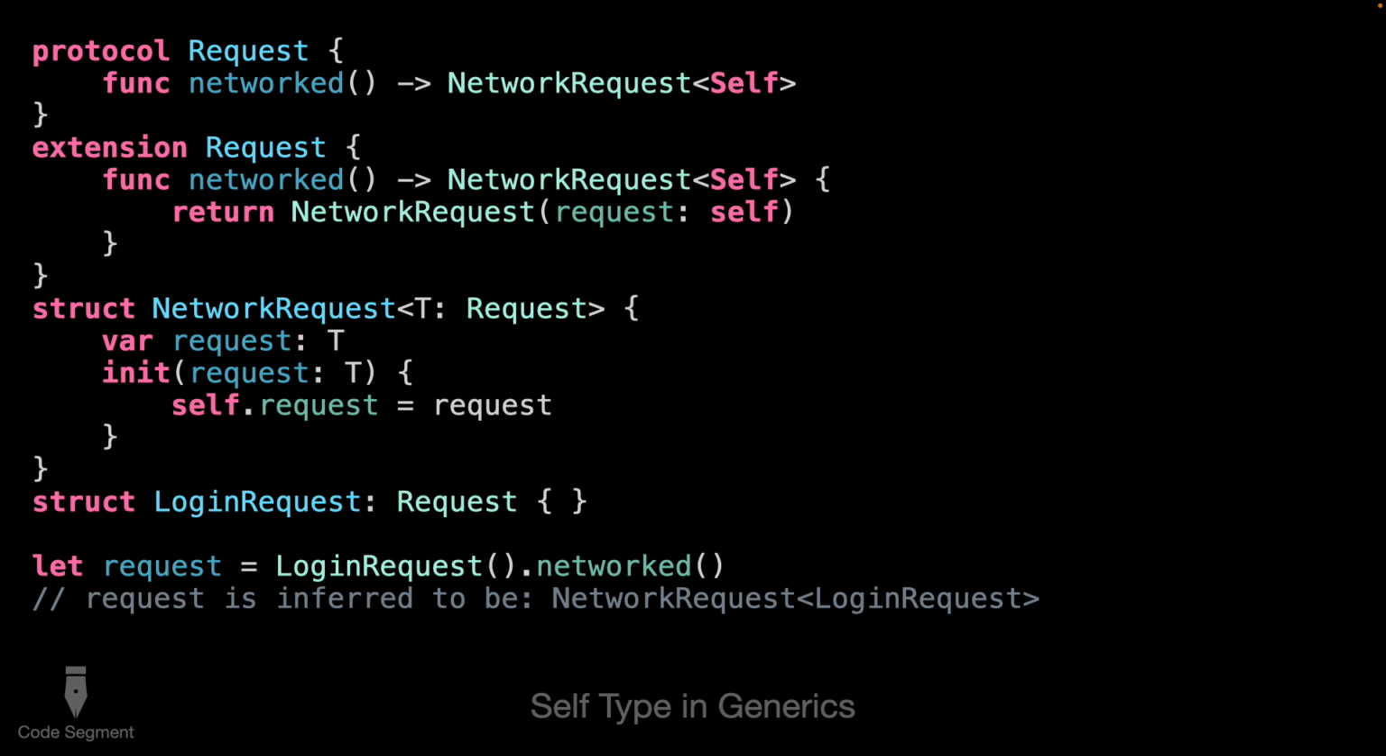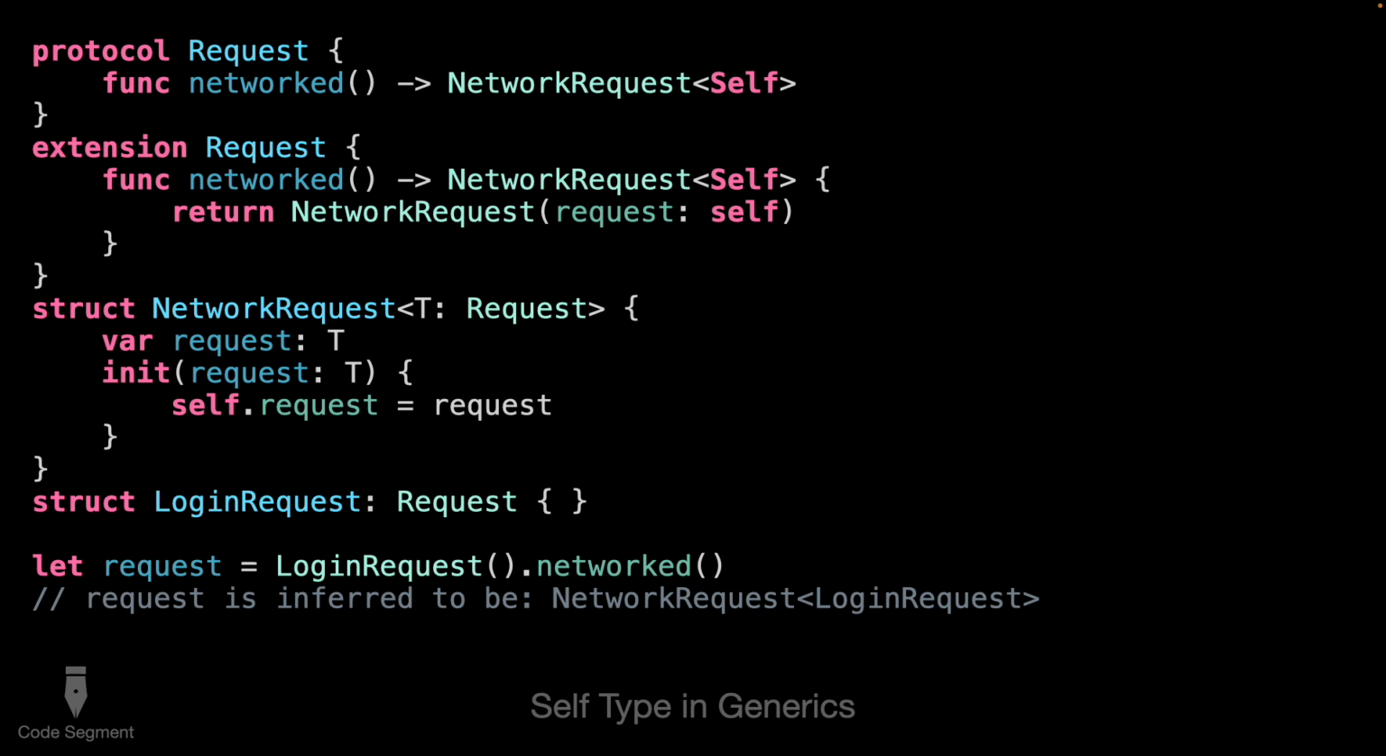right? And so here, if we create this login request struct that implements the request protocol, okay? If we call .networked on an instance of login request, so we create an instance of login request here with the parentheses. And sorry, I haven't really used this syntax before, but you can just create an instance and then immediately call functions on it. You don't have to assign it to a variable first. So we create this login request instance and then we immediately call networked on it, okay?